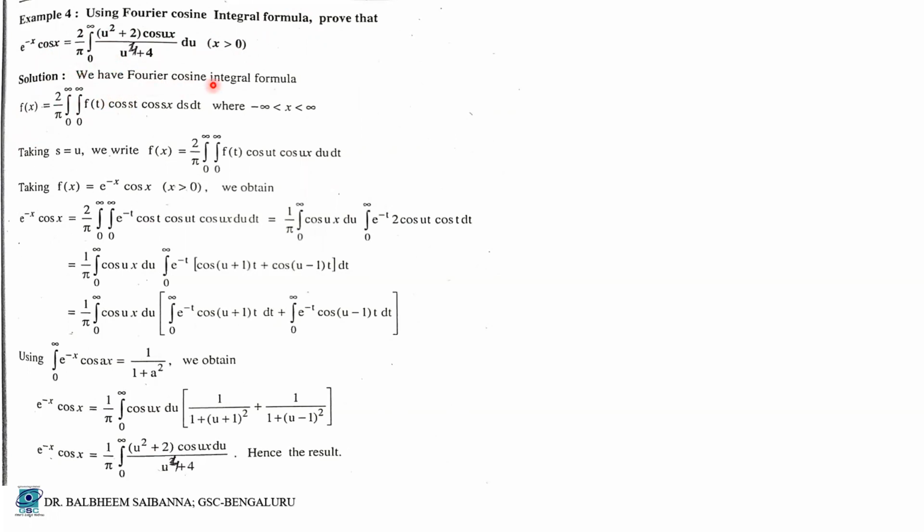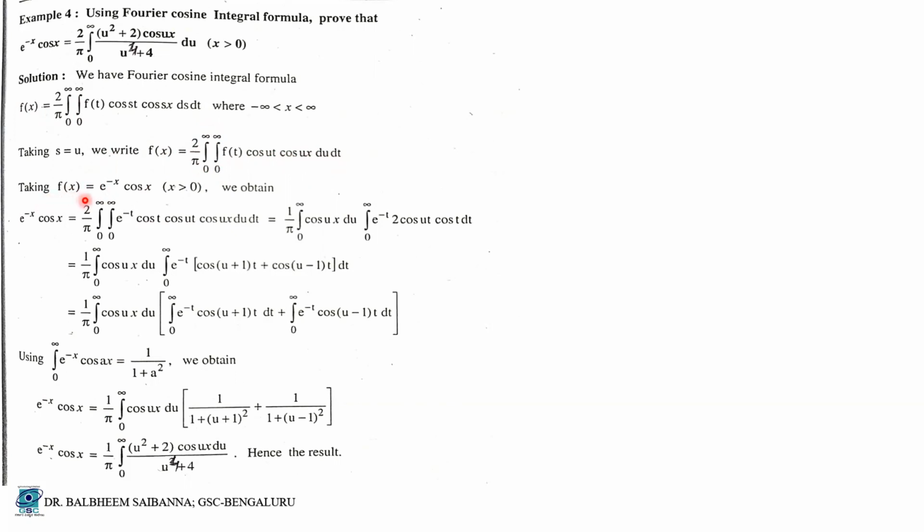Solution: we have the Fourier cosine integral formula. This is the standard formula. f of x is equal to 2 by pi double integral over the limit 0 to infinity f of t cos st cos sx ds dt, where x lies between minus infinity and plus infinity. In this integral, you can take the substitution s equals u. Wherever s is there, we write u: f of x is equal to 2 by pi double integral 0 to infinity f of t cos ut cos ux du dt.